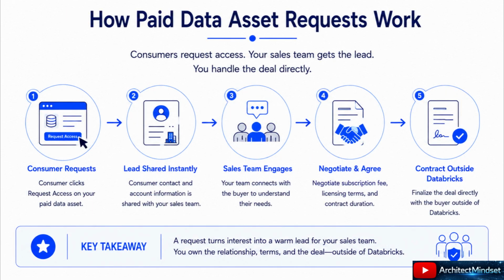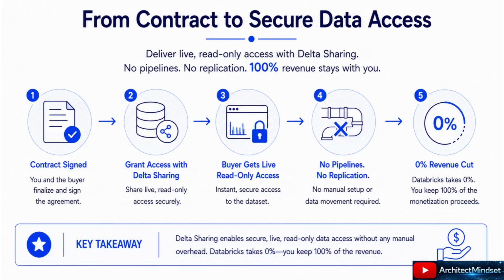When a consumer is interested in your paid data asset, they click a request button, which instantly shares their contact and account information with your sales team. Your organization negotiates a subscription fee, licensing terms, and contract duration directly with the buyer outside of Databricks. Once the contract is signed, you use Delta Sharing to securely grant them live, read-only access to the dataset. No manual data pipeline setup or replication is required.